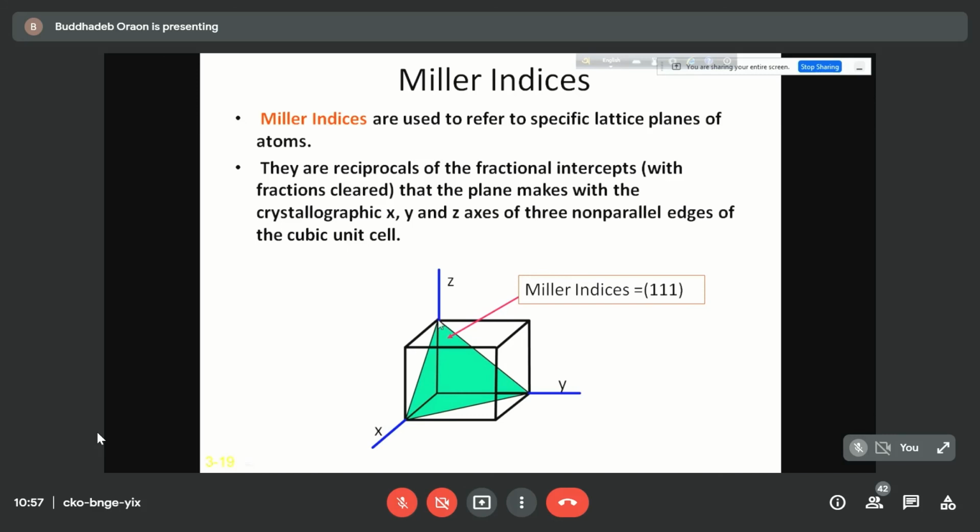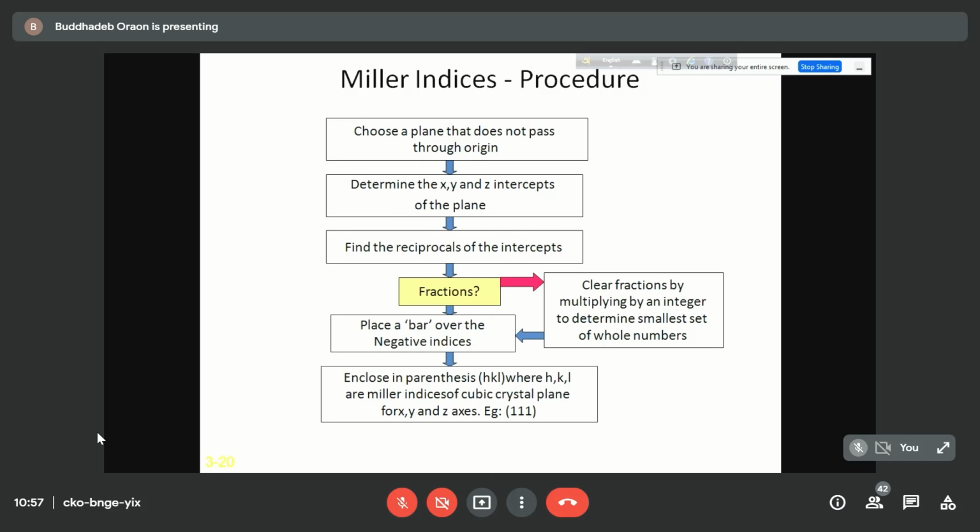Because if you take the intercepts, for x it is 1, for y it is 1, for z it is 1. You take the reciprocals, it will come 1, 1, 1, and you keep it in the first bracket. So that is the Miller indices procedure, how to find out Miller indices.